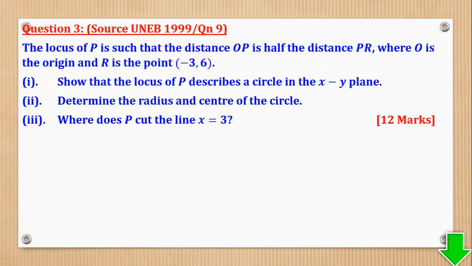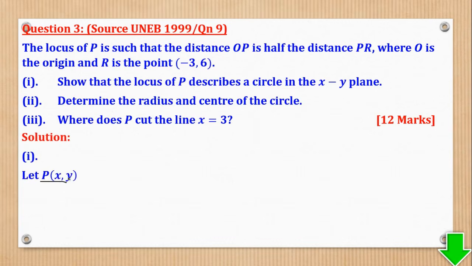So now we shall go to question 3, which came from UNEB 1999 paper 1 question 9, and says the locus of P is such that the distance OP is half the distance PR, where O is the origin and R is the point. Roman 1, show that the locus of P describes a circle in the xy plane. So I think let's begin with Roman 1.